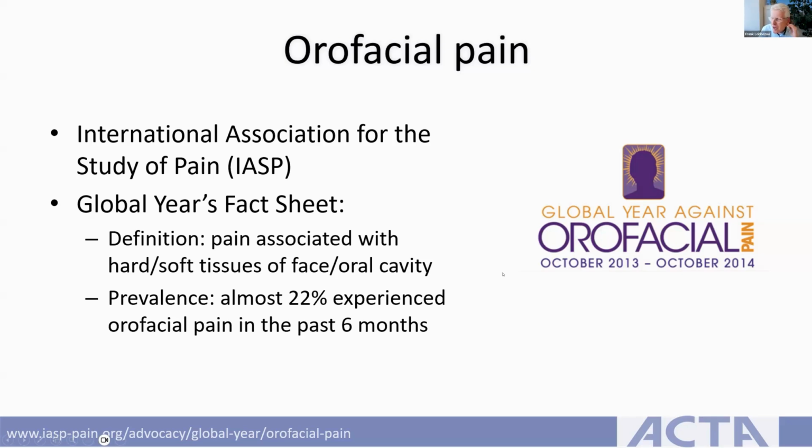It's a prevalent condition. In the general population, there are many studies, but one of the best studies claims that almost a quarter of the general population reports orofacial pain in the past 6 months. And that is a lot. So if it's out there in the general population, in people who can say that they have pain, imagine how big the problem can be in nursing homes, where not everybody can still say that they are in pain. And you will see later on that indeed the percentages can be quite a bit higher.